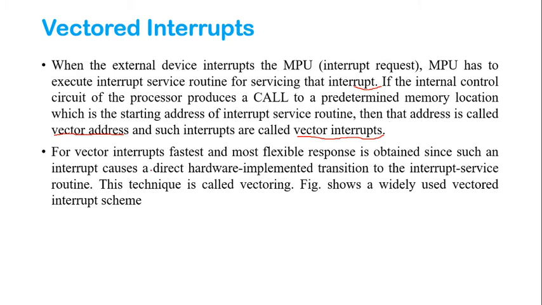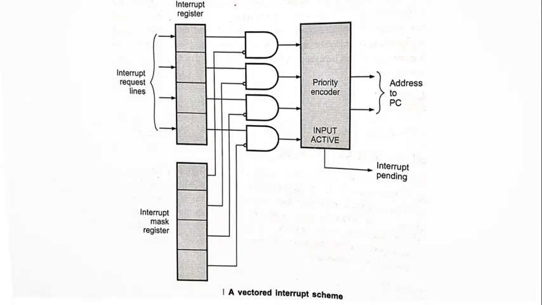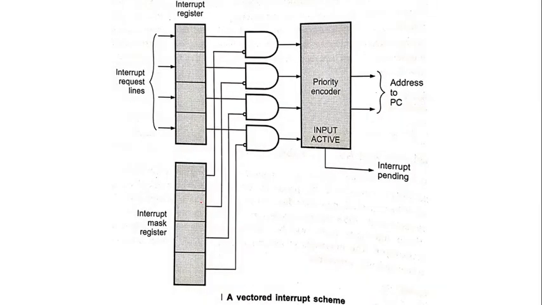Now, for vector interrupts, the fastest and most flexible response is obtained, since such an interrupt causes a direct hardware-implemented transition to the interrupt service routine, because the address is already there in memory. This technique is called vectoring, and the figure shows the widely used vectored interrupt scheme. So let's see the figure. This is how the vectored interrupt scheme is given.